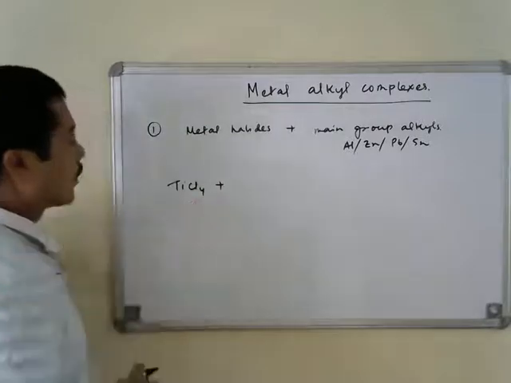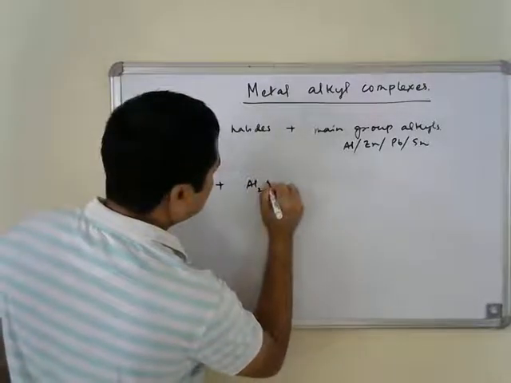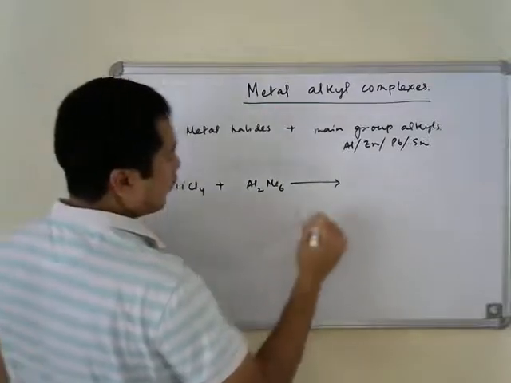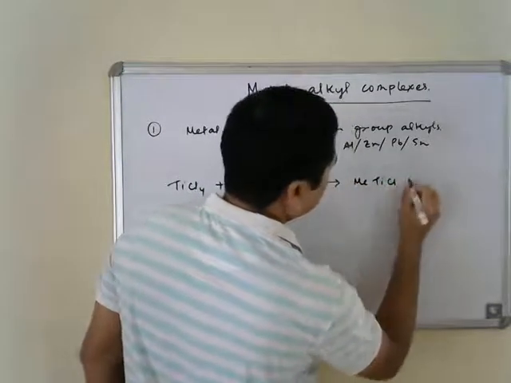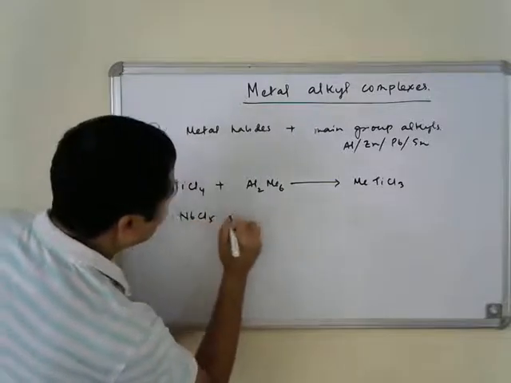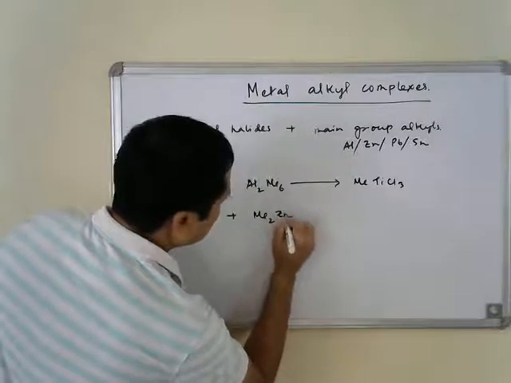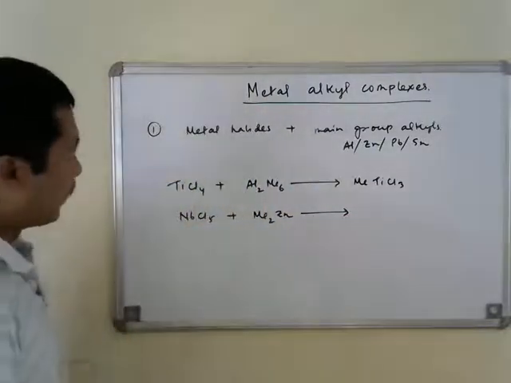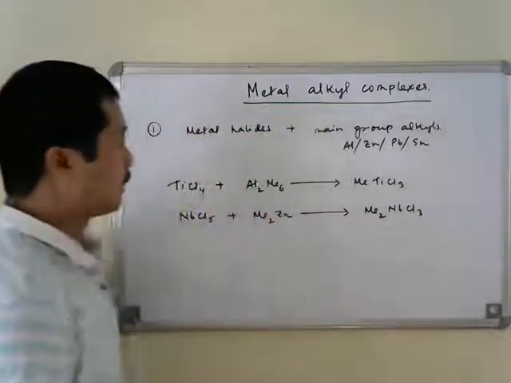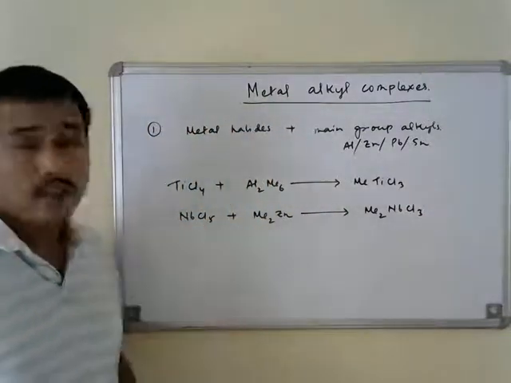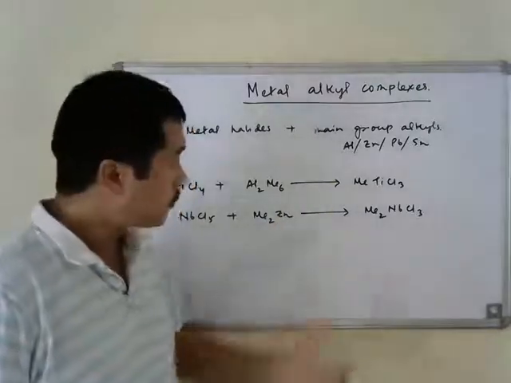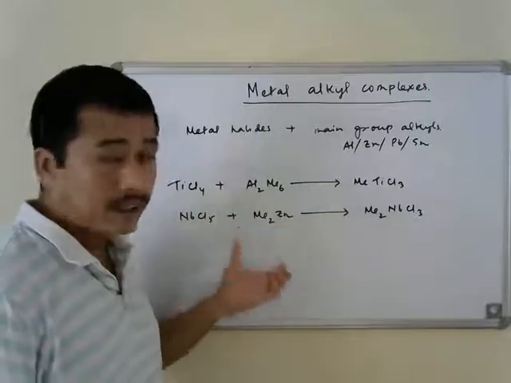So if you take titanium tetrachloride and then do reaction with Al2Me6, we will be able to replace one of the chlorides here by a methyl group, and then MeTiCl3 is formed. Similarly, if you take niobium pentachloride and then do reaction with dimethyl zinc, again you will be able to replace two of the halides here, and then Me2NbCl3 is formed. So we can control the reaction by using these main group metal alkyls instead of lithium or magnesium alkyls, and thereby isolate products where not all the halide ions are replaced by the alkyl groups.